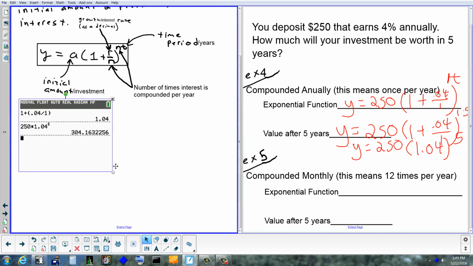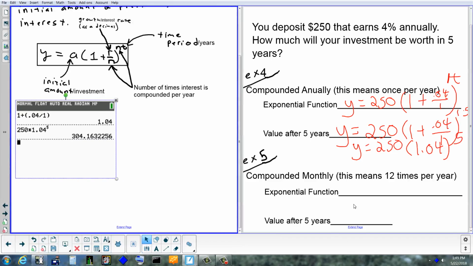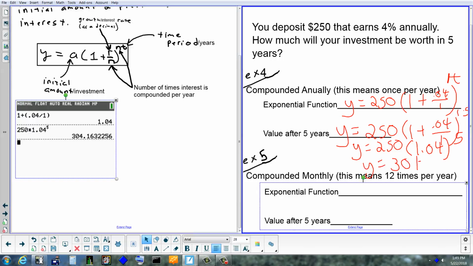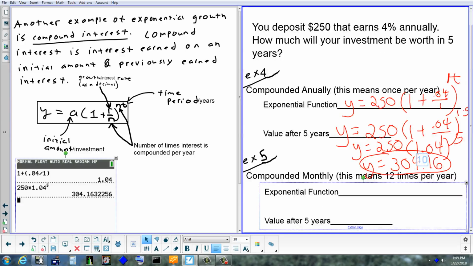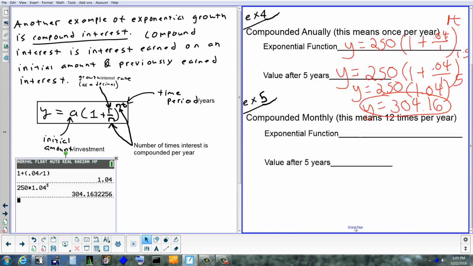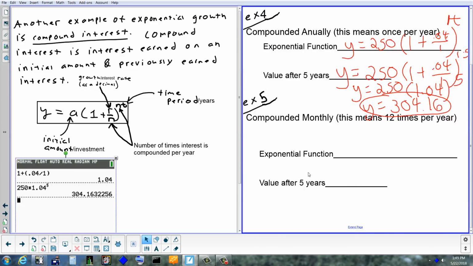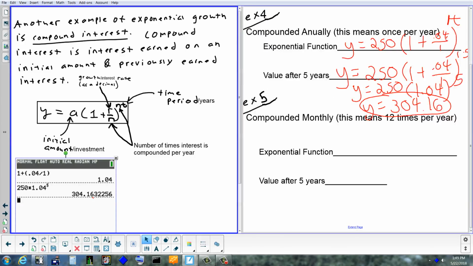Again, it's money. How many decimal points? 2. So what should my answer be? $304.16. Good. y equals $304.16. Now, what would cause me to round? Nothing. No, so again, I want to look at 2 decimal places. I look at that 3rd decimal place. If it's 5 or above, that's going to cause this number to go up. But it didn't, it's 3. So I'll just leave it at 16, that's fine.